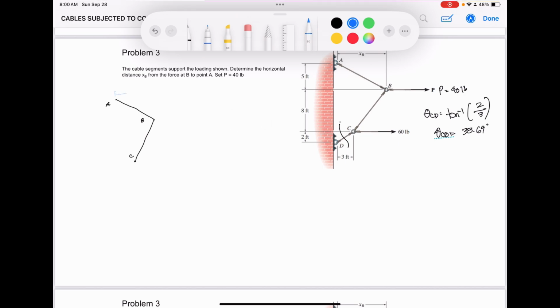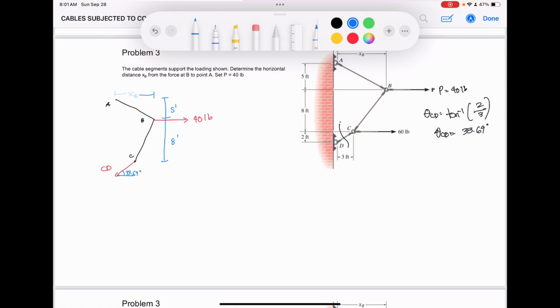We have XB. Then we have 5 feet. We have 8 feet. We have force P equals 40 pounds. We have CD. Na may angle of 33.69 degrees. Ano pa bang kulang?